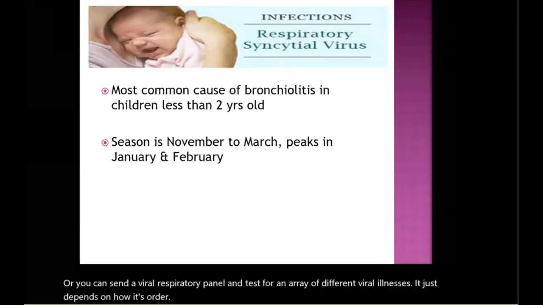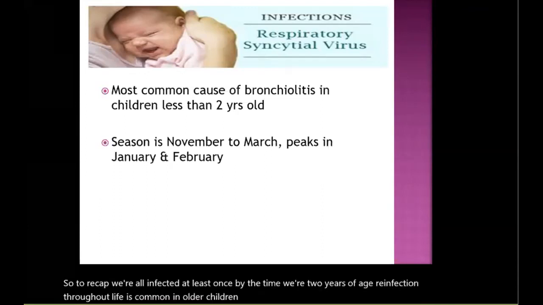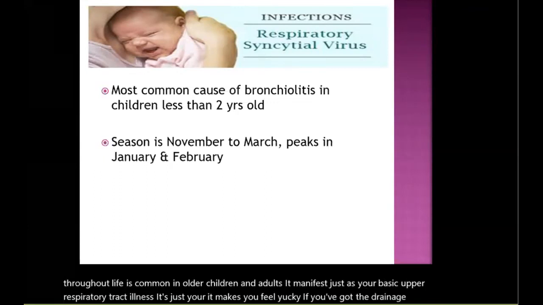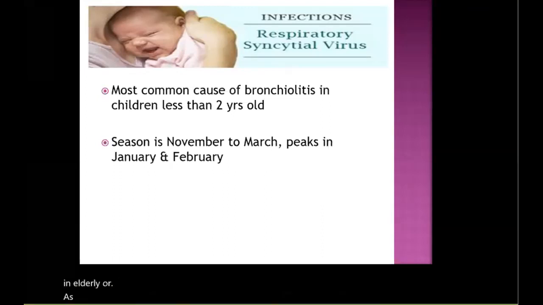So to recap, we're all infected at least once by the time we're 2 years of age. Reinfection throughout life is common. In older children and adults, it manifests just as your basic upper respiratory tract illness. It just makes you feel yucky. You've got the drainage, maybe a little sore throat, may have a little cough going on, but serious disease can develop in elderly or asthmatic patients or immunocompromised people.